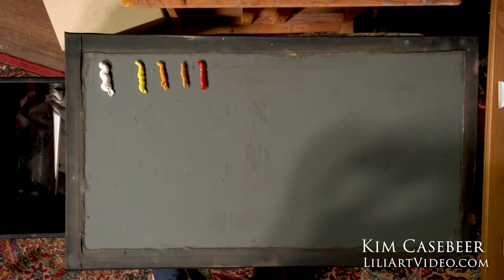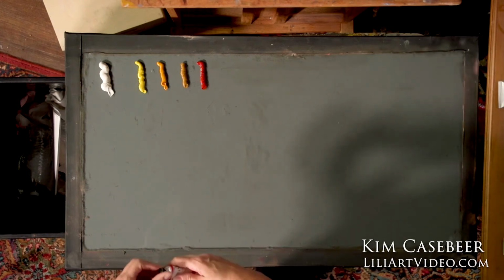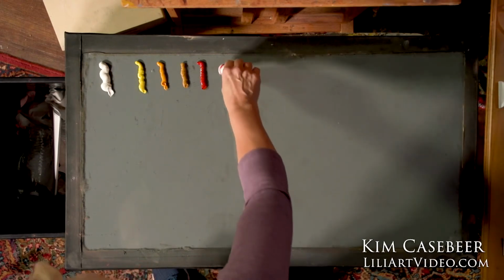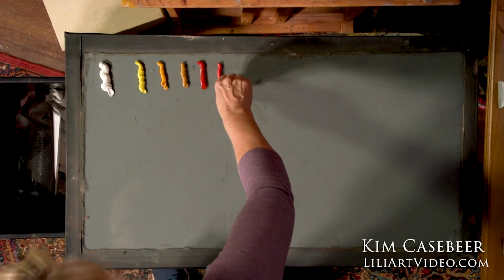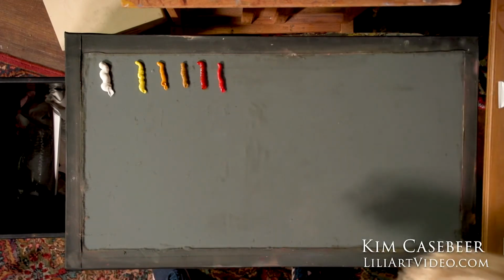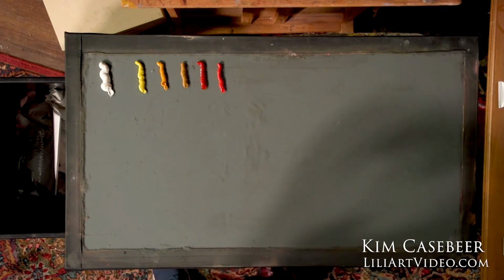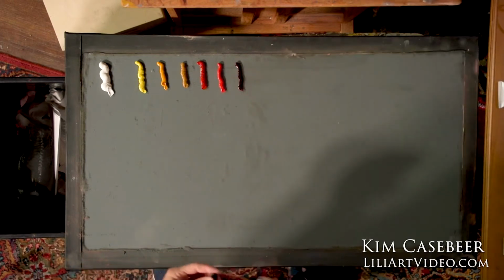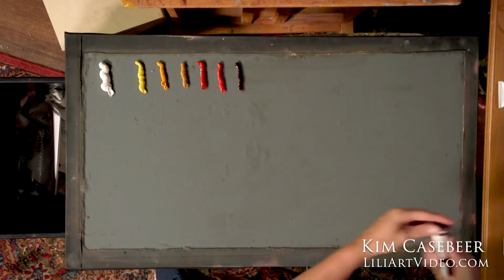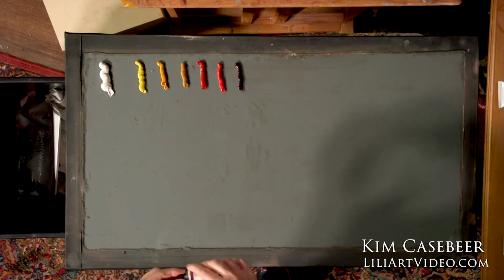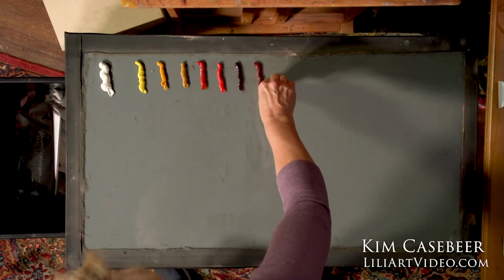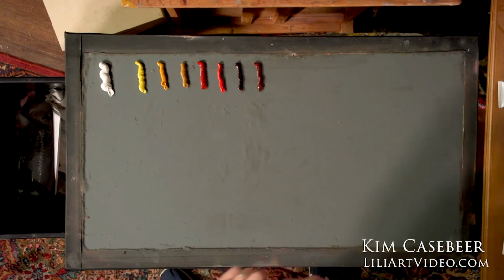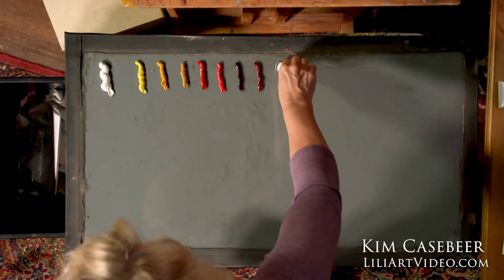This color is yellow ochre, and then this color that I just put out is transparent orange. This next one is cad red light. And then alizarin crimson. Next is burnt sienna. And finally, asphaltum, which is a brown-black.